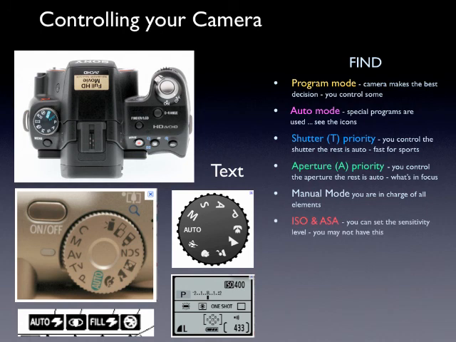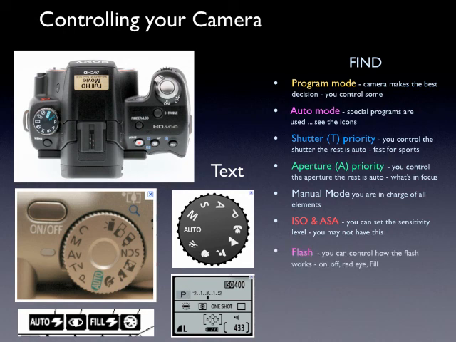ISO and ASA, this is the speed at which the chip will record a picture. The smaller the number, the more light it needs to take the picture. The larger the number, the less light it needs. The lower the number, the higher the quality of the picture. The higher the number, the lower the quality of the picture. And we'll demonstrate this in class later.